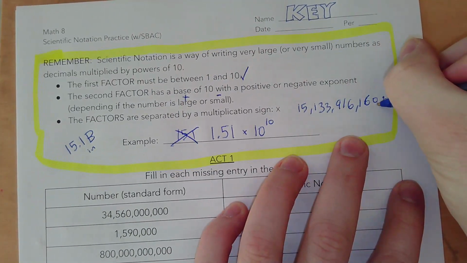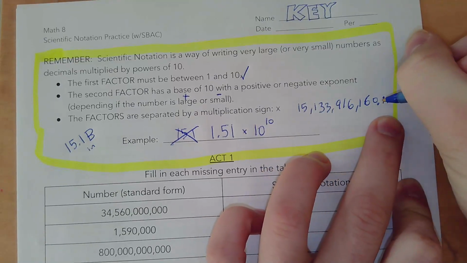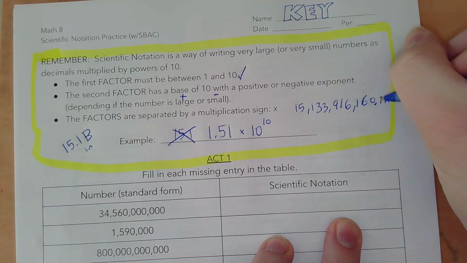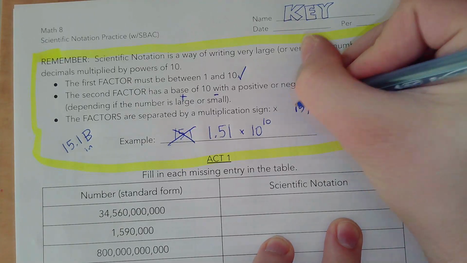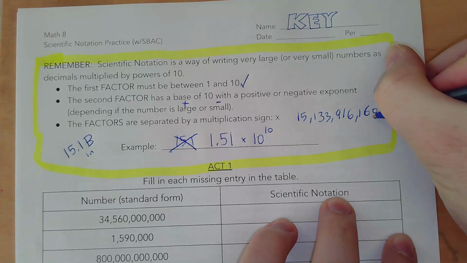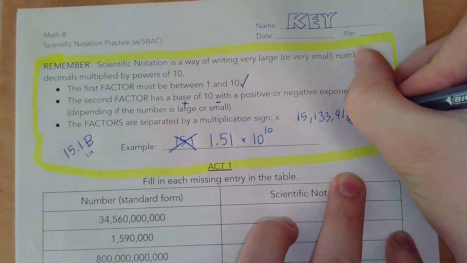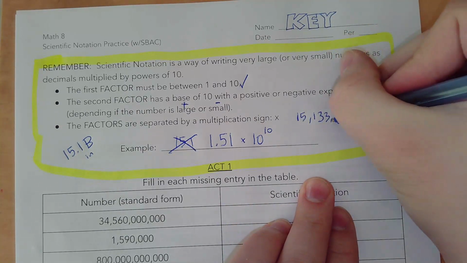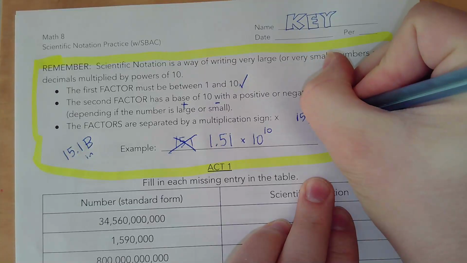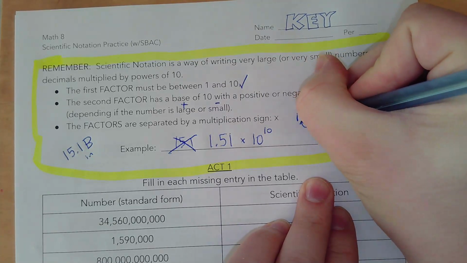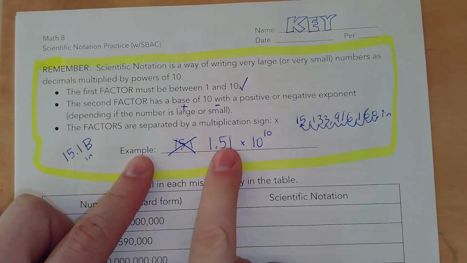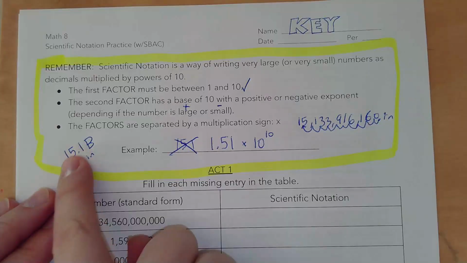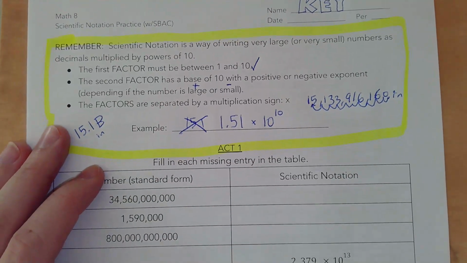So if you take that decimal, which is always secretly at the end of a number if there isn't a decimal already there, you're going to count how many places it takes to get to 1.51. You're going to go 1, 2, 3, 4, 5, 6, which I love these commas, 9, and 10. So that's going to be scientific notation for this big number. Well, at least it's an approximation.